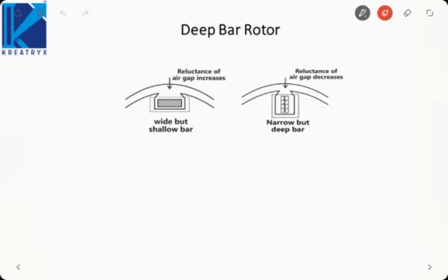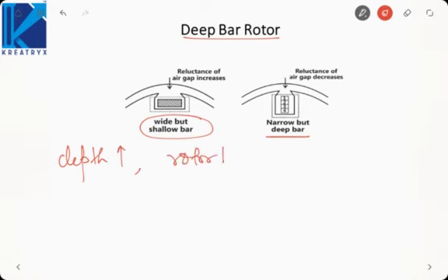The first special type of rotor is the deep bar rotor. So this is the deep bar rotor. The rotor is narrow but it is deep. Here the rotor is wide but it is shallow. As the depth is increased, the distance of the rotor bar from the stator increases.